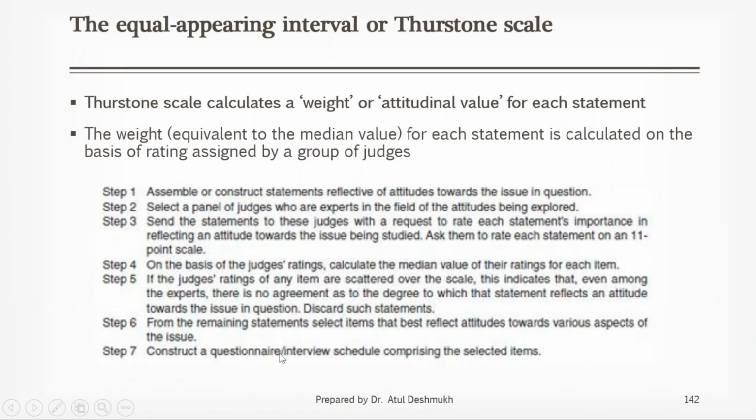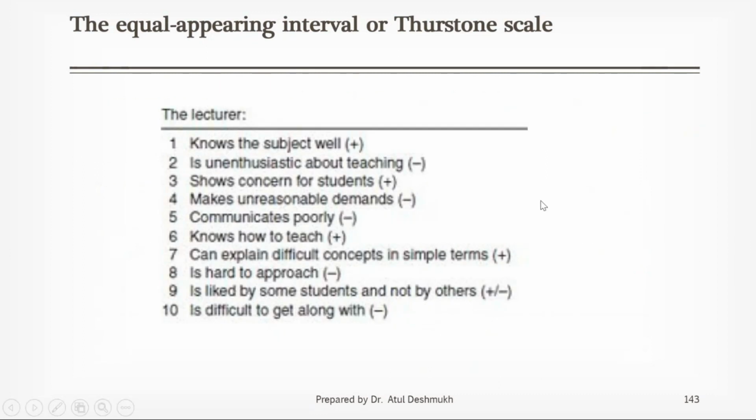Now we discussed in the previous lecture the steps associated with designing a Likert scale. Now in this lecture, we will discuss the steps in designing the Thurstone scale. Step 1 is what? Assemble or construct statements reflective of attitude towards the issue in question. What is our research problem, or our research question? Our research question is that we want to assess the efficacy of the lecturer in delivering the research methodology lectures. So we have these 10 questions in place, from "knows subject well" to "is difficult to get along with." So we have these 10 statements, 10 items, displayed here.